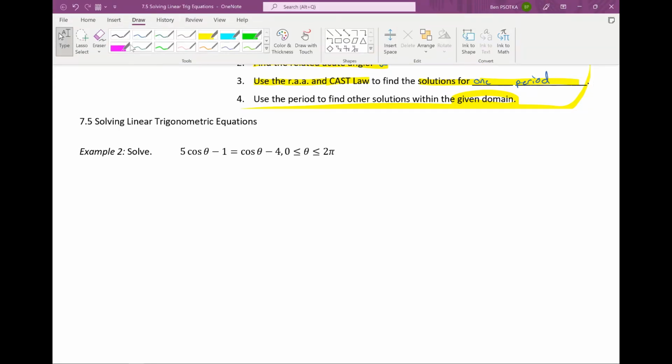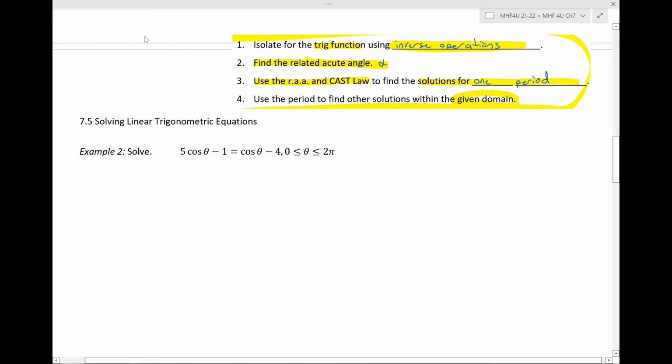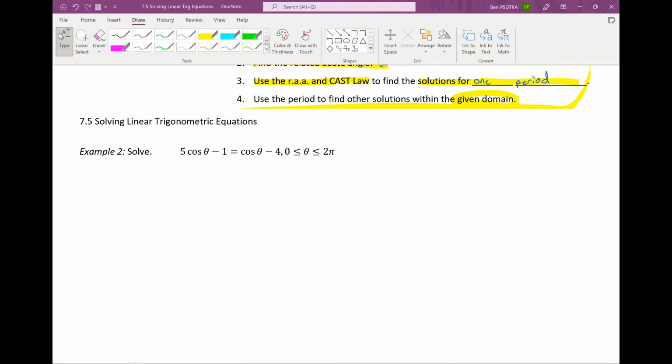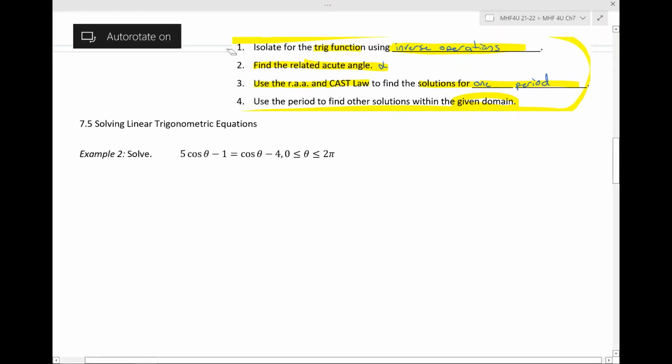You won't have that, but you will have your pages right in front of you. So we need to isolate for our trig function using inverse operations here. And here we'll use a slightly different color for the very first step. We'll work with a nice magenta color. We're isolating for a trig function using inverse operations.